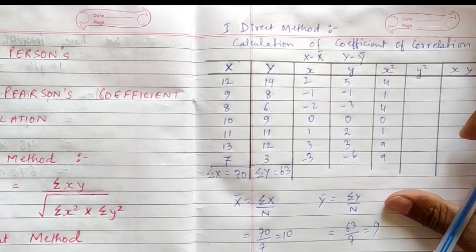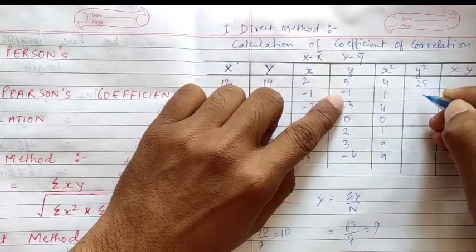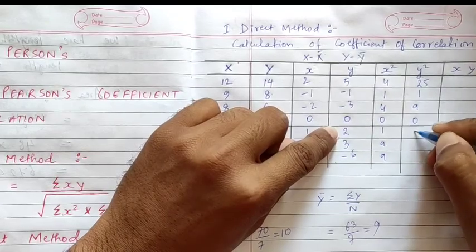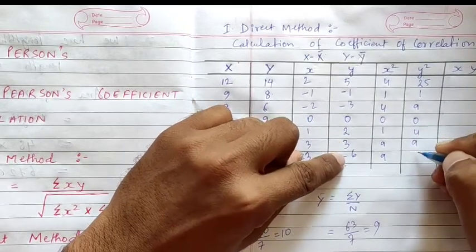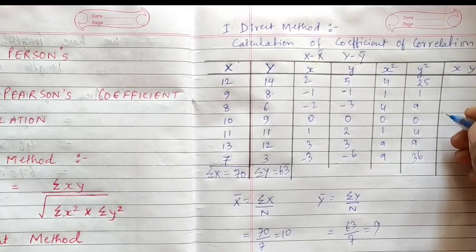So again we need to find y square. So 5 square is 25, 1 square is 1, 3 square is 9, 0 square is 0, 2 square is 4, 3 square is 9, and 6 square is 36. Now we need to find xy.